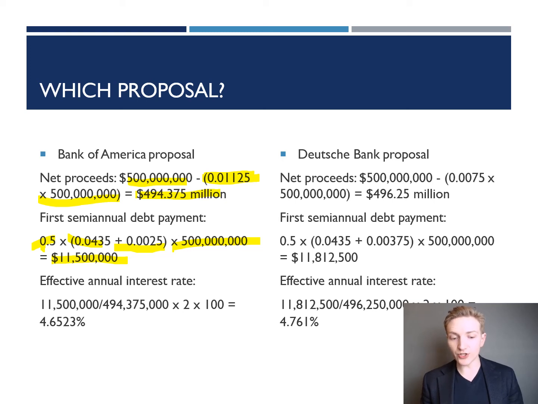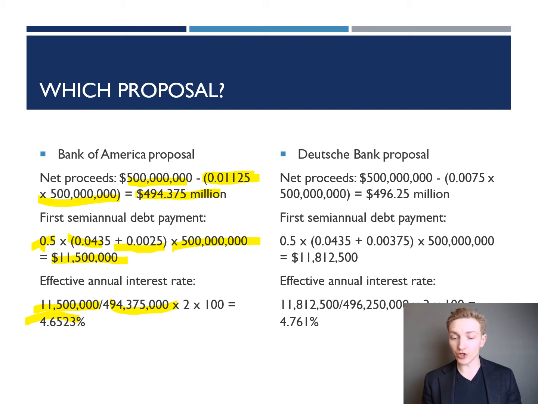Now what we can then do is look at, well, what's going to be our effective cost here, our effective annual interest rate. Our effective annual interest rate is the amount of interest we pay divided through by the amount that we actually see, i.e. how much money do we actually get after we've paid the fees. Then you multiply it by 2 to get it on an annual basis. So our effective annual interest rate is 4.65%.